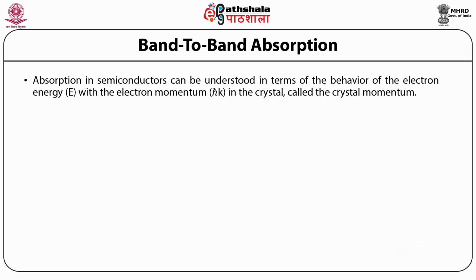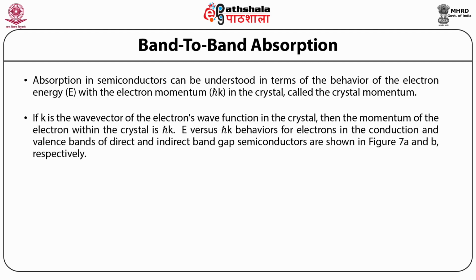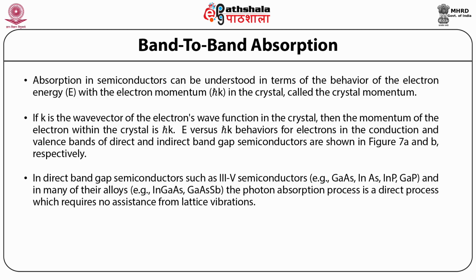Absorption in semiconductors can be understood in terms of the behavior of the electron energy E with the electron momentum h cross k in the crystal, called the crystal momentum. If k is the wave vector of the electron's wave function in the crystal, then the momentum of the electron within the crystal is h cross k. E versus h cross k behavior for electrons in the conduction and valence bands of direct and indirect band gap semiconductors are shown in figure 7a and b respectively.